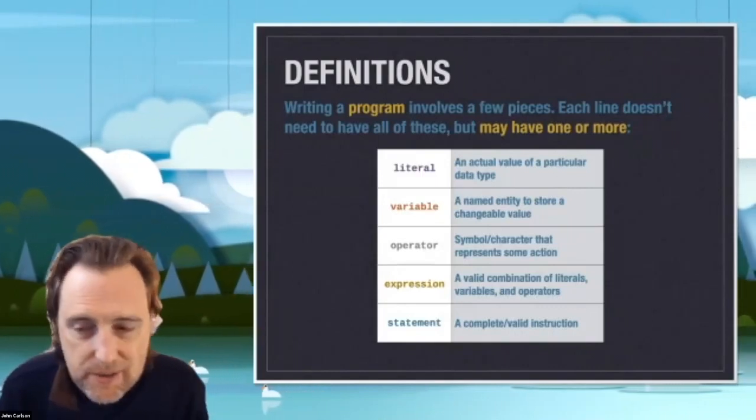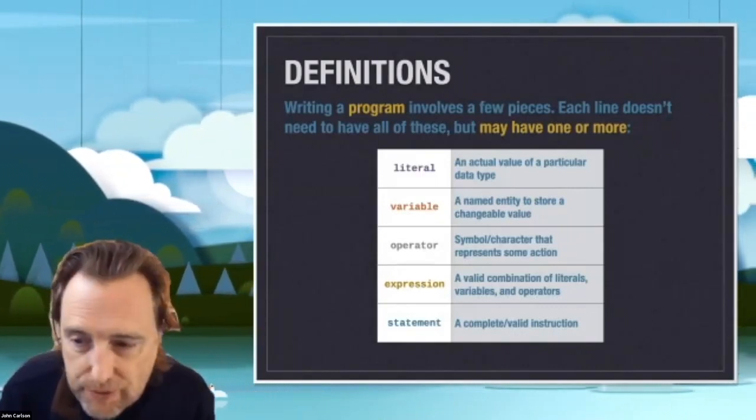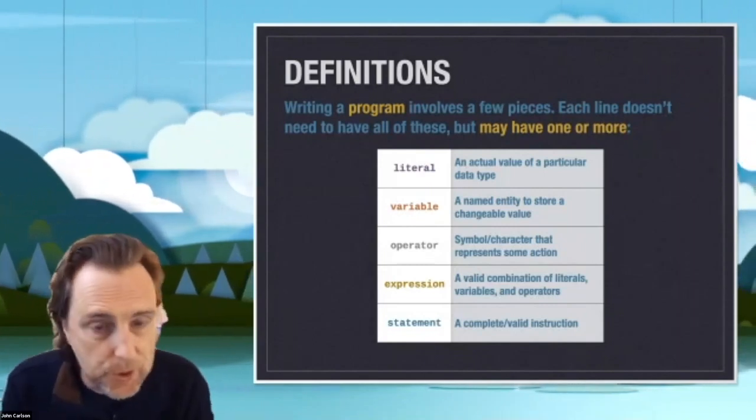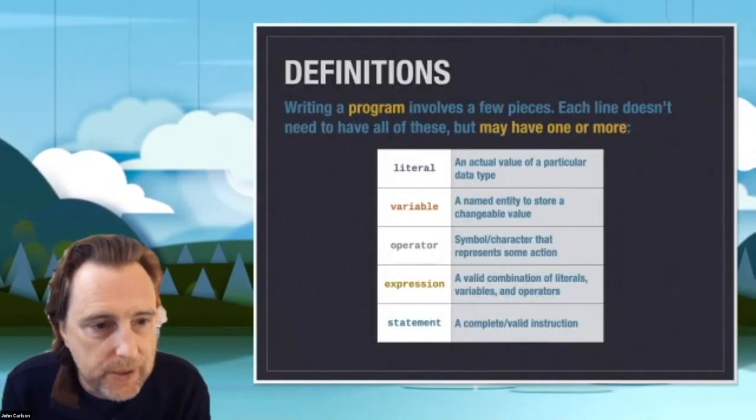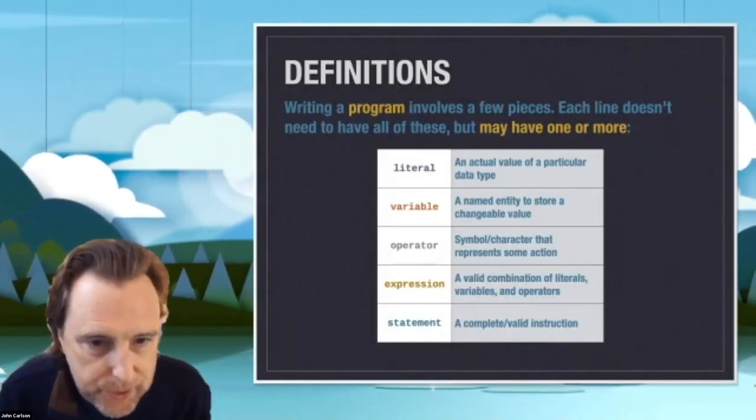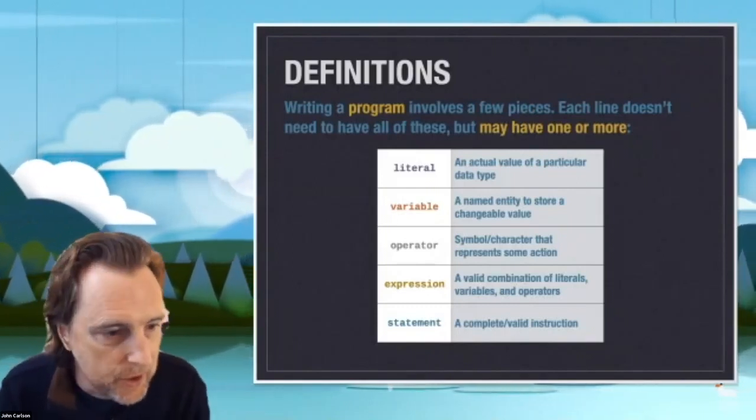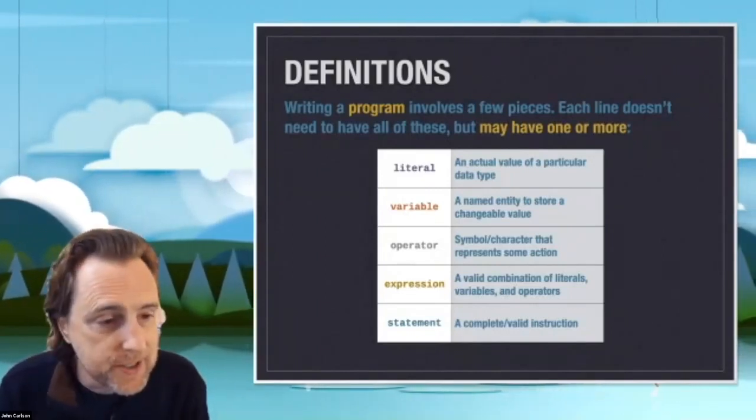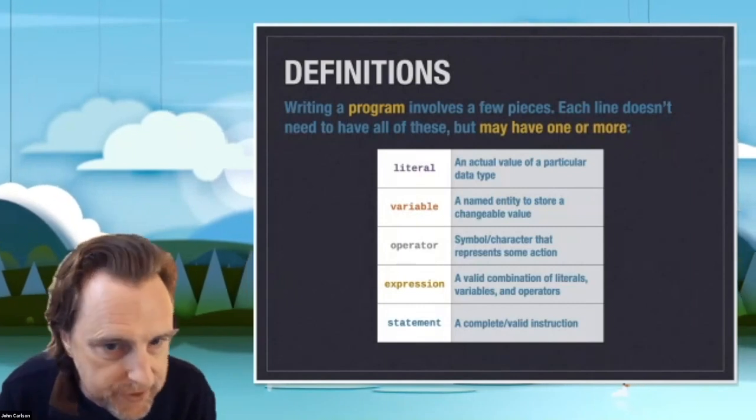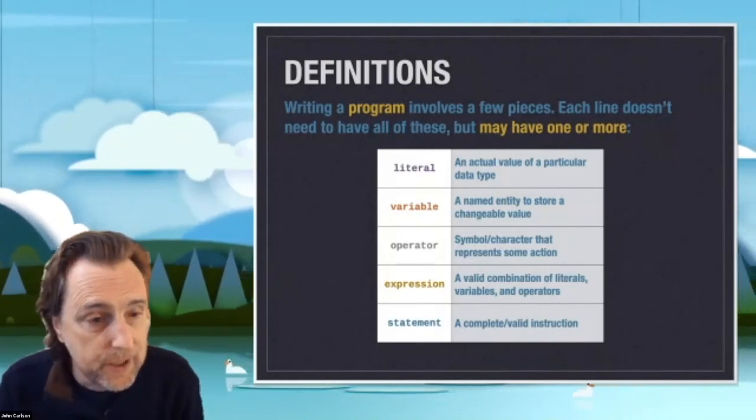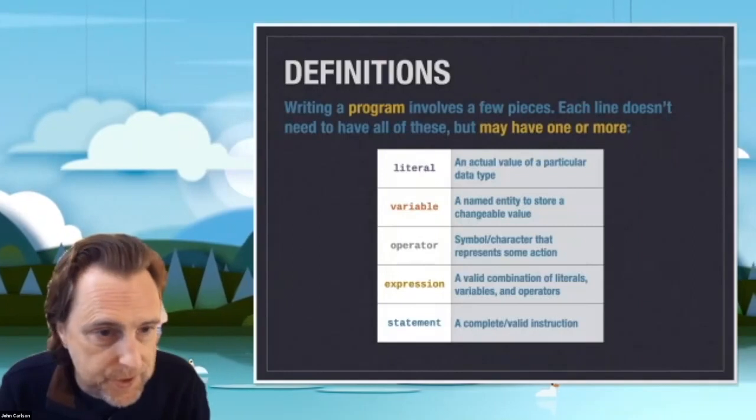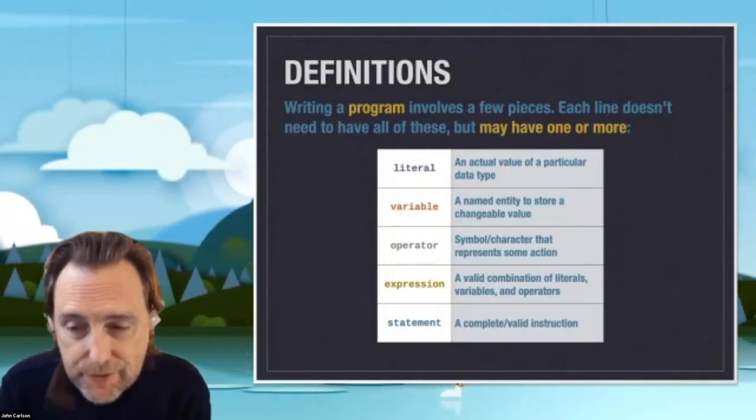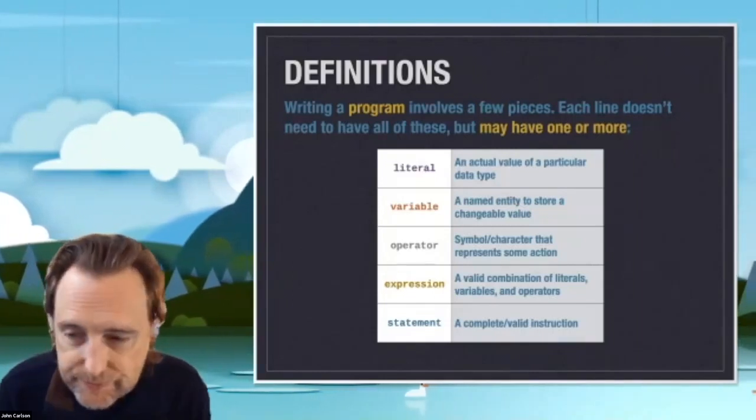An expression is just a valid combination of literals, variables, and operators. So it is something that Lua can look at and evaluate. For instance, 2 plus 2. That's a valid expression. Lua can look at 2 plus 2 and say, I can process this. I can take the next step with this. I can add 2 and 2 and make it 4 and then move forward with 4 as the result of that evaluation. If Lua can do that, that's a valid expression.